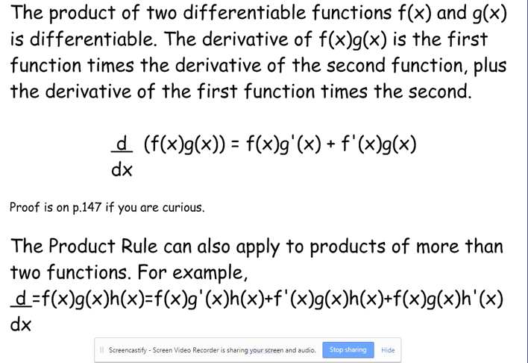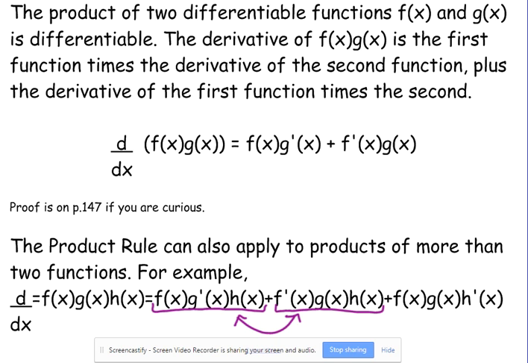Personally, if I was doing the product rule with three functions, I would start with the derivative of f times g and h, then I would go to the derivative of g times f and h, and then I would do the derivative of h times f and g, just so that I don't get them mixed up. So in other words, I would switch these two steps right here.